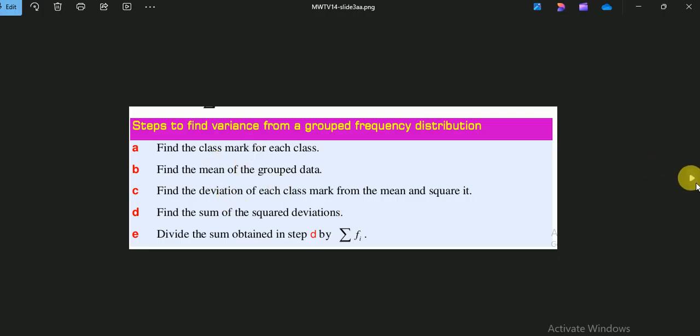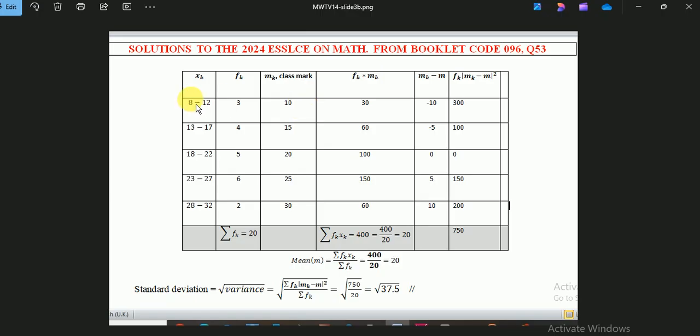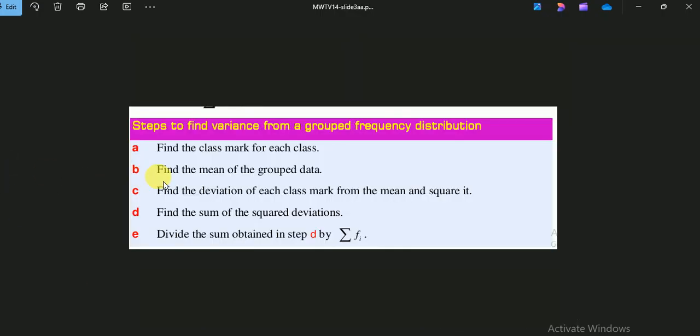Class mark. What's a class mark? A class mark is the average of the lower class limit and the upper class limit. The lower class limit in this case, for example, is 8 for the first row. The lower class limit is 8, the upper class limit is 12, the average is 10. For the next it is 15, then 20, then 25, then 30. These are the class marks for the classes. Step 1 is over.